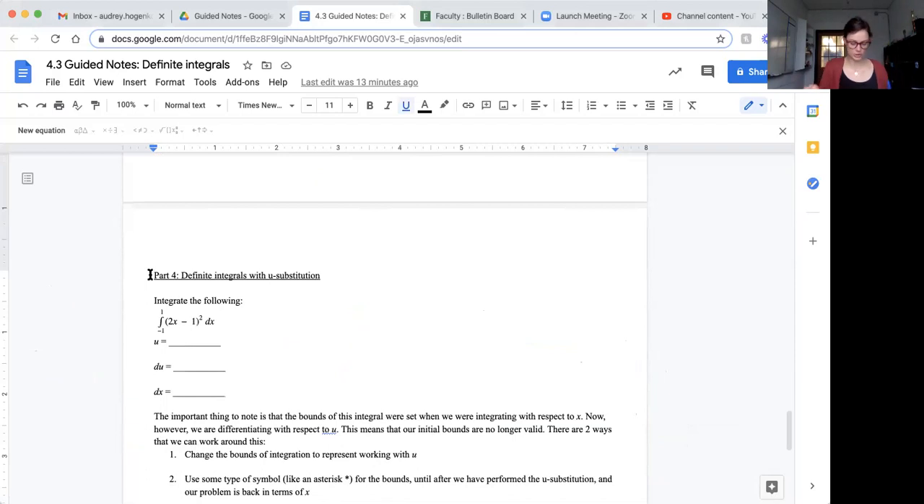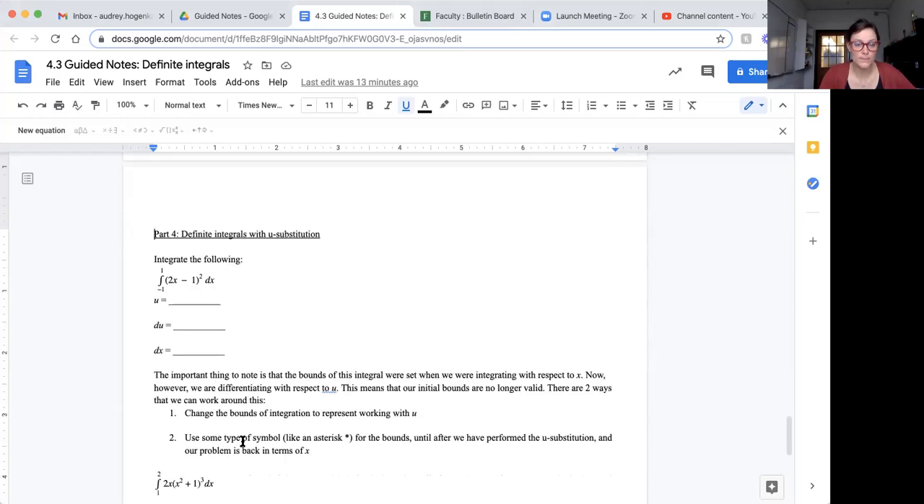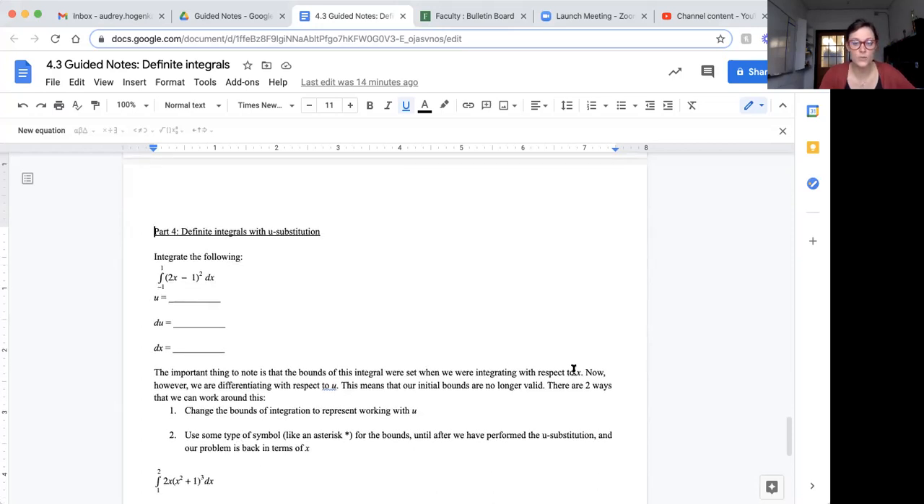So maybe back in part 2, you noticed that we were only taking the integral of basic functions. So we were looking at functions where we didn't need to use u sub to take the integral. But we know, unfortunately, that that is wishful thinking, right? So when we have a problem like the integral from negative 1 to 1 of 2x minus 1 quantity squared in terms of x, we know that we are dealing with a problem that needs u substitution, okay? And so the important thing to note is that the bounds of this integral were set when we were integrating with respect to x. So these bounds are in terms of x.